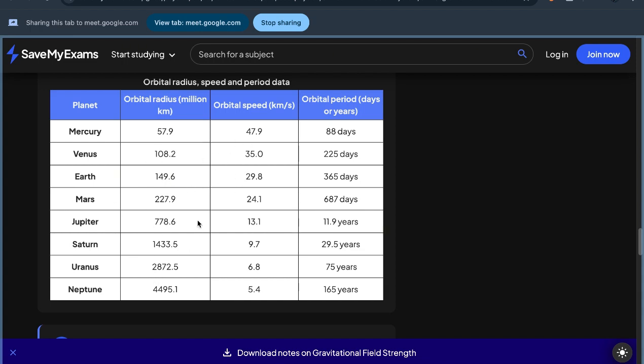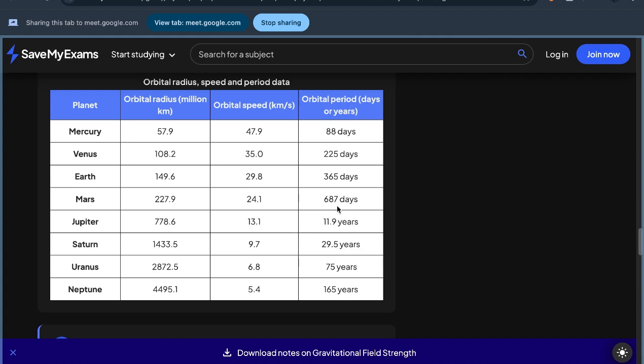Every other planet in the solar system has its own radius, orbital speed, and orbital period. It takes Neptune 165 years to orbit around the sun. It takes Uranus 75 years to move around the sun. For us, it's 1 year, which is 365 days. It takes Saturn 29.5 years to orbit around the sun. It takes Jupiter 11.9 years.